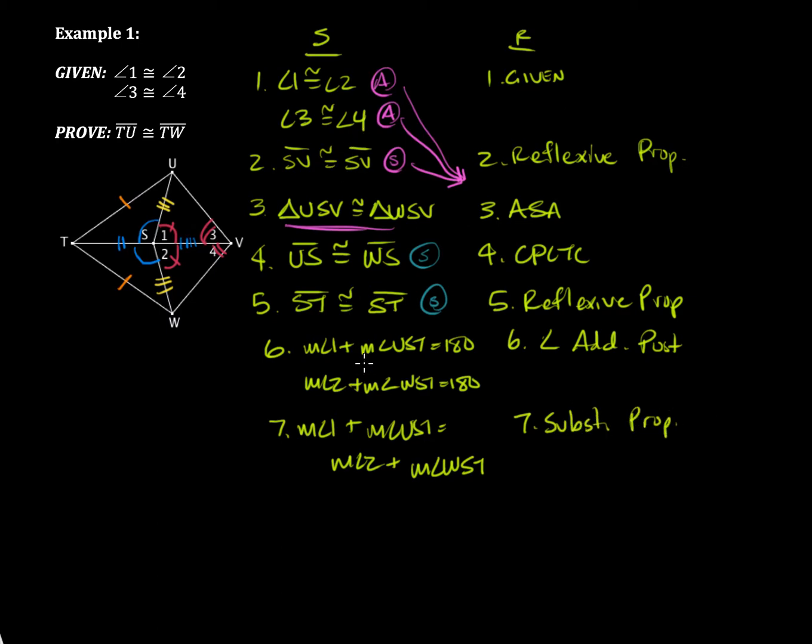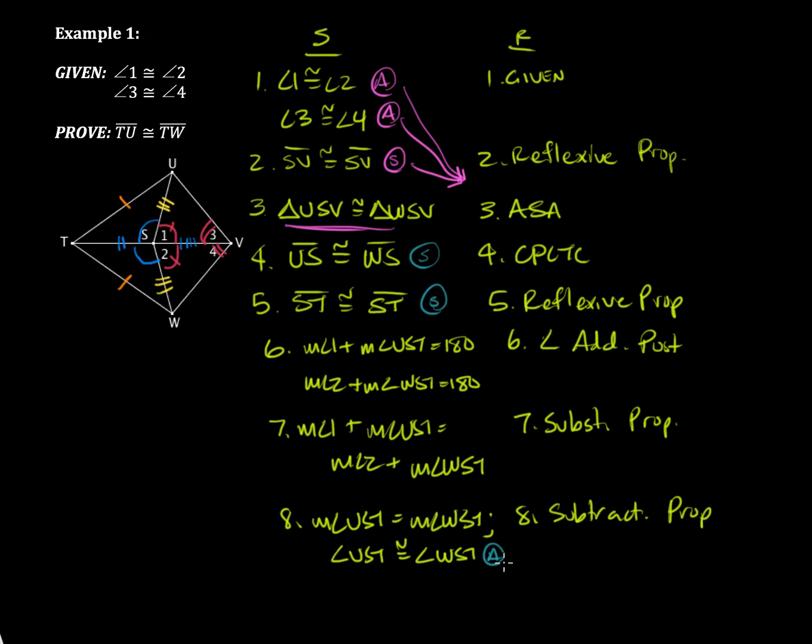Substitution property. But now since I've set up here that angle 1 and angle 2 are congruent, I can subtract off the angle 1 from 1 and the angle 2 from this other side, and that would leave me with the measure of angle UST equals the measure of angle WST, otherwise known as angle UST is congruent to angle WST, and that is using the subtraction property, and that is our pair of angles that makes these two triangles congruent. So now I can say that triangle TUS is congruent to triangle TWS by side, angle, side, right? And if those two triangles are congruent, our last step here is to say that TU is congruent to TW by CPCTC. So there you go.